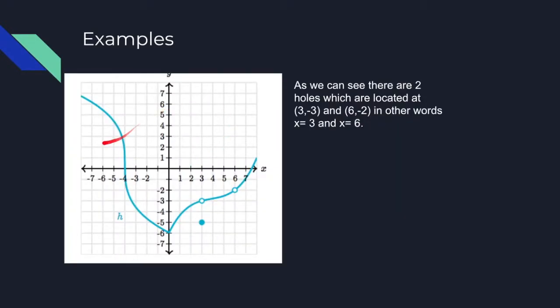As we can see here in the example, we have a graph going from the left, going down through -4 on x, then going through -6 on y, and then here on x = 3 there's a hole, and also on the y axis. This way we can recognize the holes.